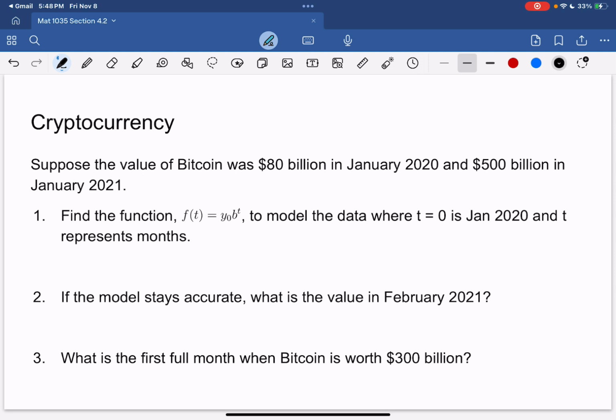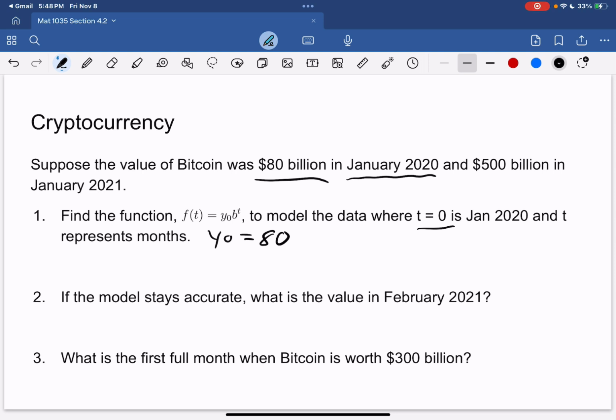Well, first, I know that my initial value is January 2020, because that's at 0, and that was 80 billion. So I know that y naught has to be 80. I could find that by saying 80 is equal to y naught times b. I don't know what b is, but b raised to the 0 power gives y naught equal to 80. So it's the initial value when t is 0.